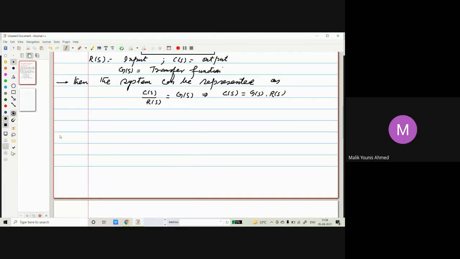Next is, what are the advantages of block diagram representation of a control system?